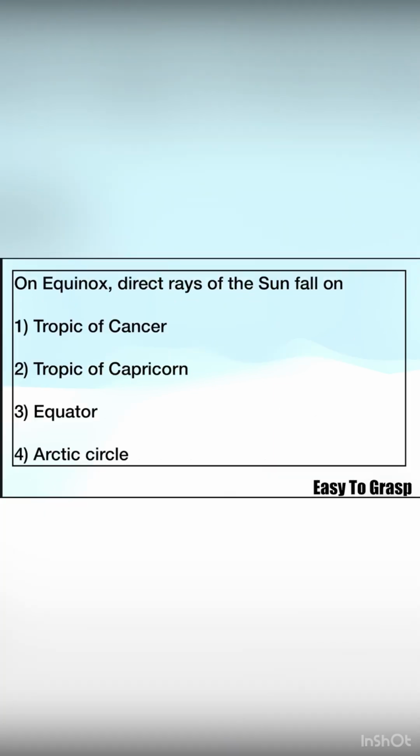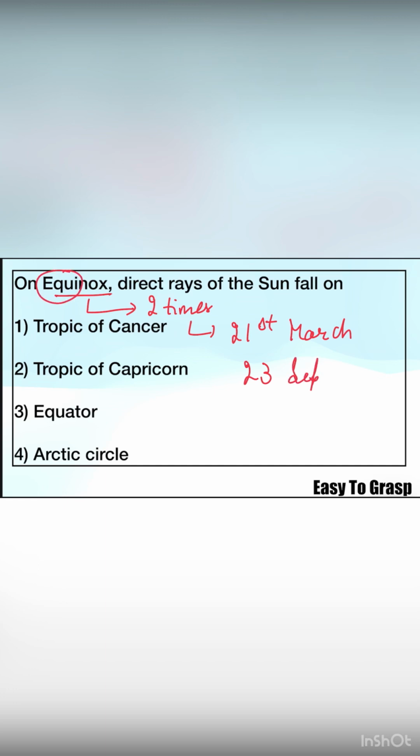This CTET question is quite interesting and easy. The question says, on equinox, direct rays of the sun fall on. So, twice in a year we experience equinox. The first one takes place on 21st March, you should remember the date, and the second one takes place on 23rd September. As the word suggests, equinox is made from the word equal. Equal rays of the sun fall on the equator.